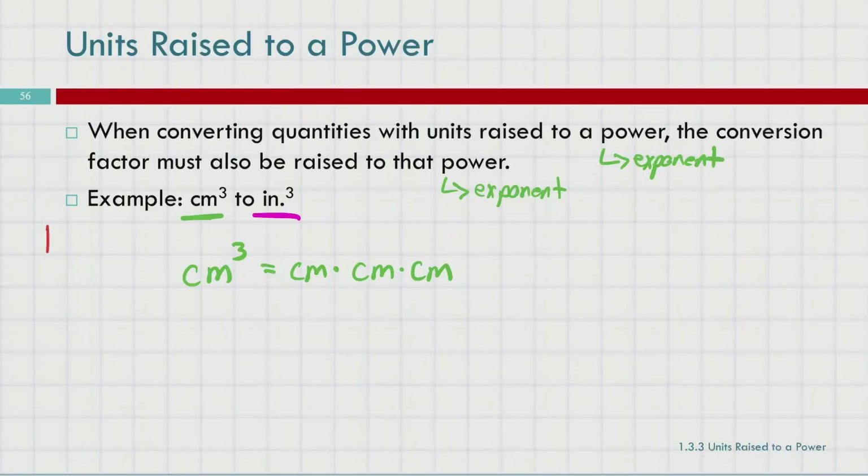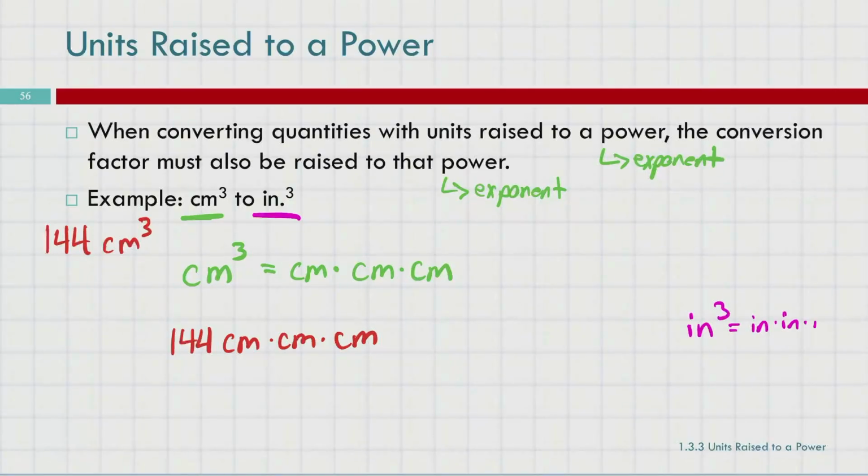So let's say that we've got 144 cubic centimeters, just so we've got a number to play with. So 144 cm times cm times cm. And we want to go to cubic inches, which is the same as inches times inches times inches. Since we've got 3 of them, we need to apply our conversion factor 3 times. Our conversion factor is 2.54 centimeters equals 1 inch.